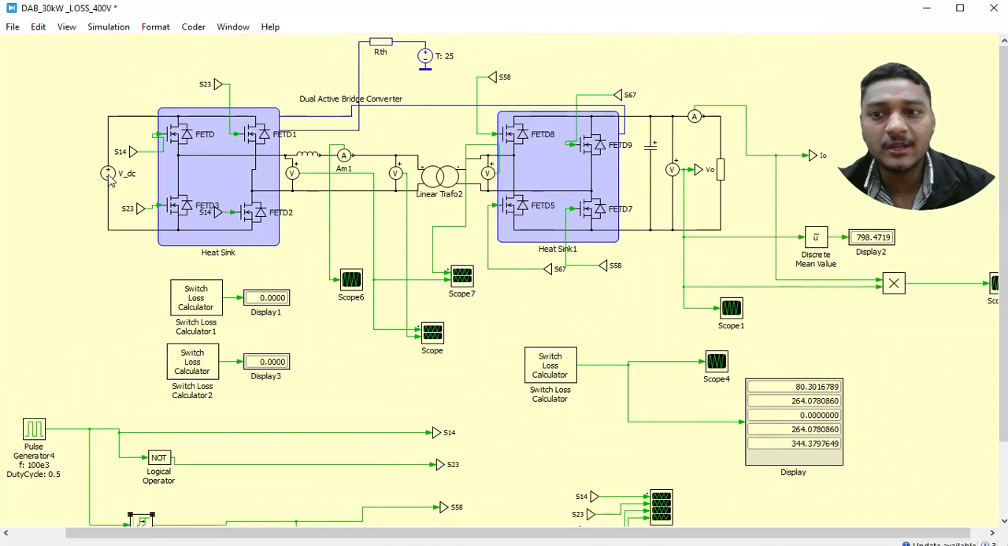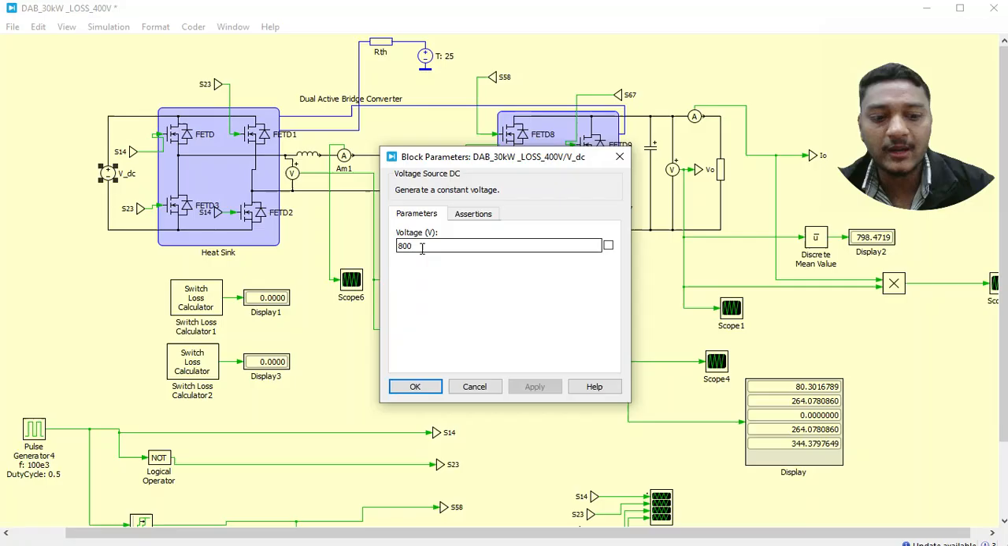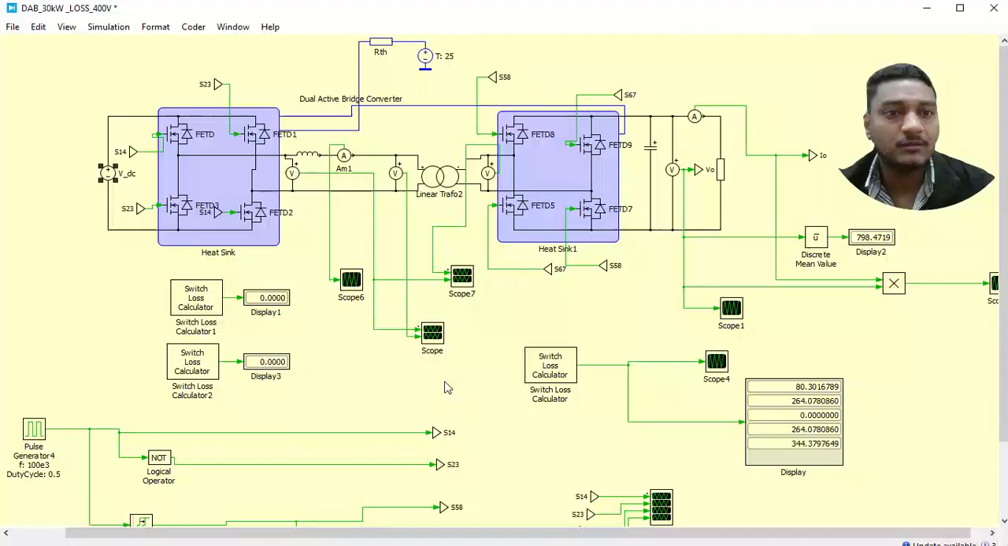I will try to change the input. So if I change the input from 800 to 400 volt, now you know that the m value is going to be changed, and the m value influences the switching loss. Now we will see. Okay, I have just changed the input, keeping the output same. Whether I am going to get the output same or not, that is the second thing, but I will just start the simulation to observe whether we are going to get the losses same or not.